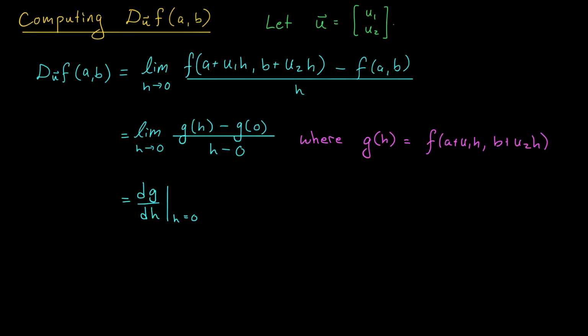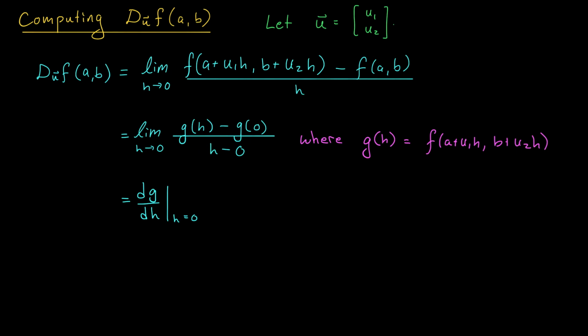Notice, however, that I can clean up this gross expression by defining a new function. I'm going to define the function g of h to be f of (a plus u1h, b plus u2h). That's exactly what you see here. And this expression, f of (a, b), is exactly what you would get by plugging in 0. So I can rewrite my limit as the limit as h goes to 0 of g of h minus g of 0 divided by h minus 0.